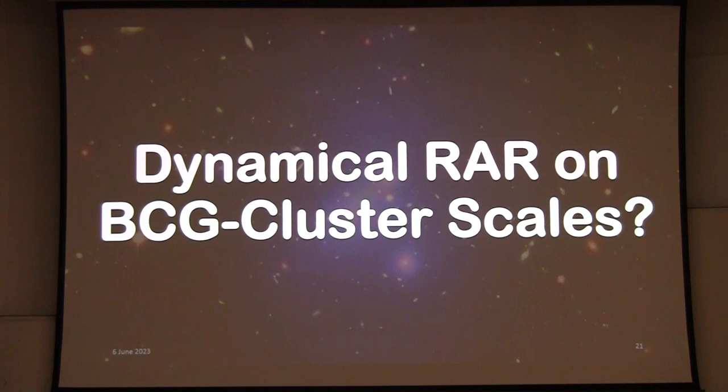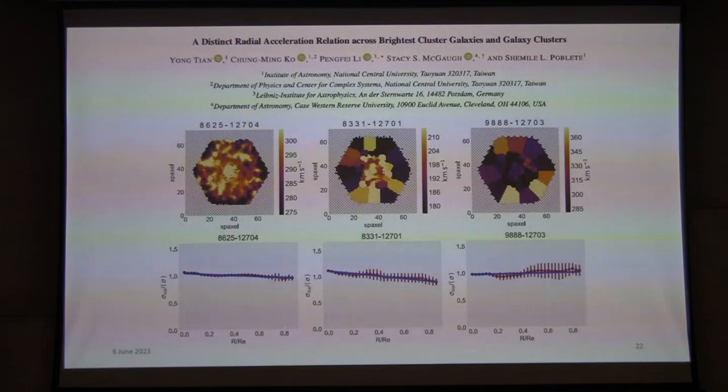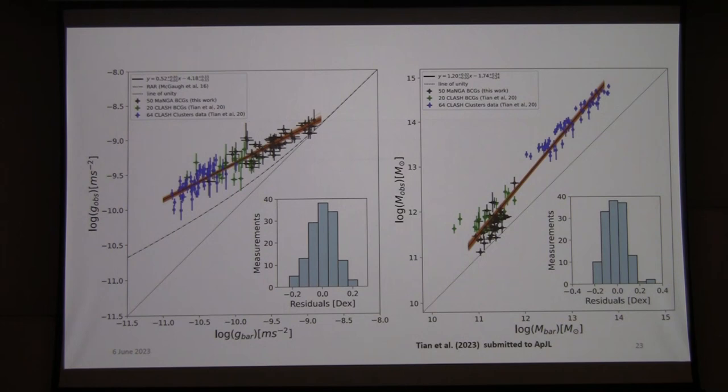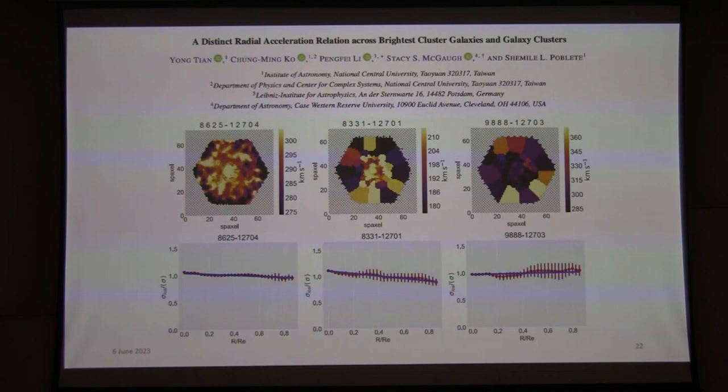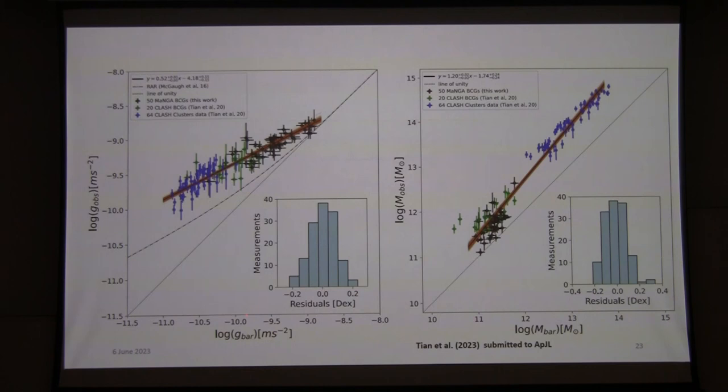So how about the dynamical IR for those BCG? For our sample, it is very simple because it presents a nearly flat velocity dispersion, so we can simply model them by the linear relation. The baryonic mass was given by the total stellar mass plus the gas calculated from the Sersic profile at around one effective radius. Then we calculate the dynamical acceleration as well as the baryonic acceleration. Surprisingly, we find there's a tight correlation aligned with our 20 CLASH BCG and the 46 CLASH cluster data. These are from the lensing measurement.